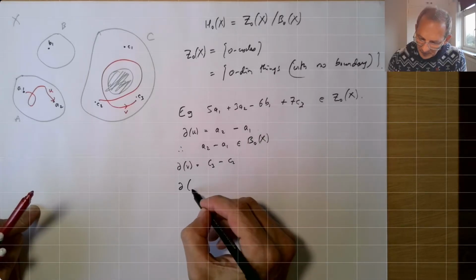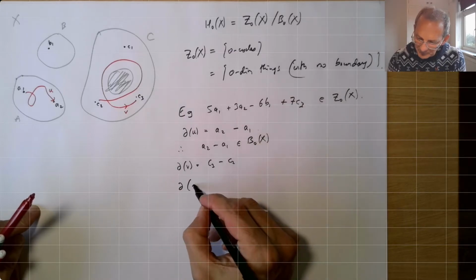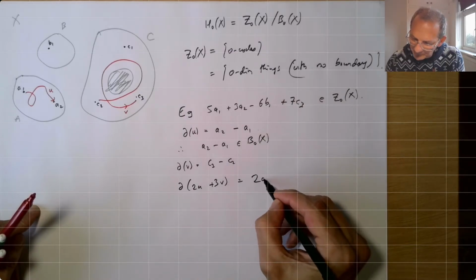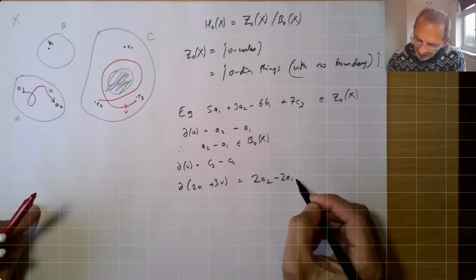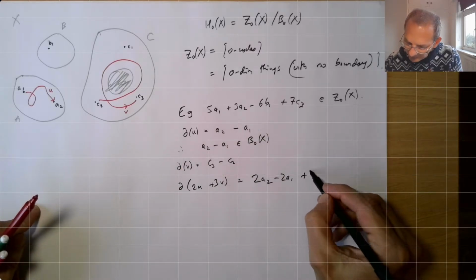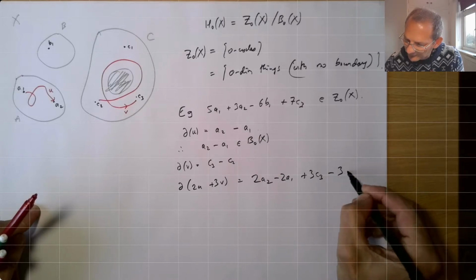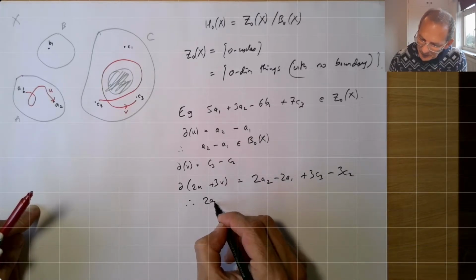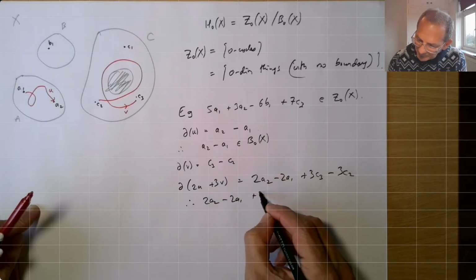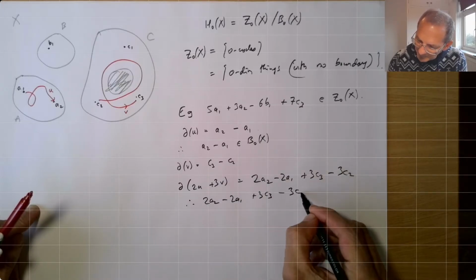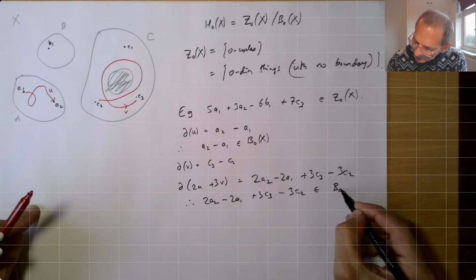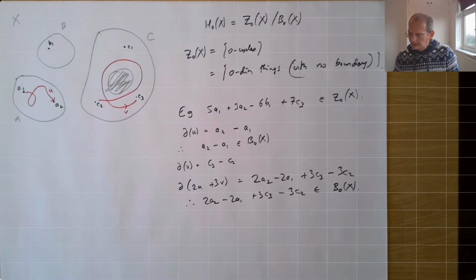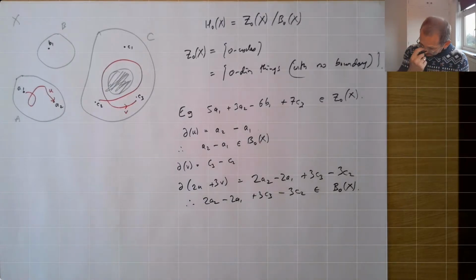And we could also do something like d of 2U plus 3V. Okay, so it'll be 2A2 minus 2A1 for the U part, plus 3C3 minus 3C2. So this expression here, 2A2 minus 2A1 plus 3C3 minus 3C2, is an element of B0X because it's a zero-dimensional combination of points, and it's the boundary of something.